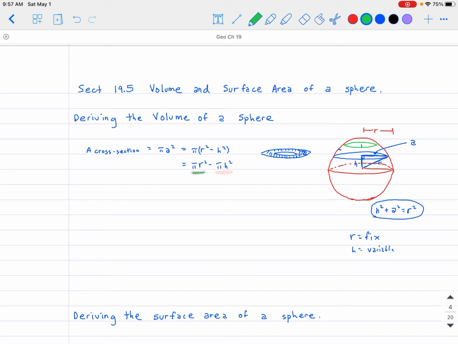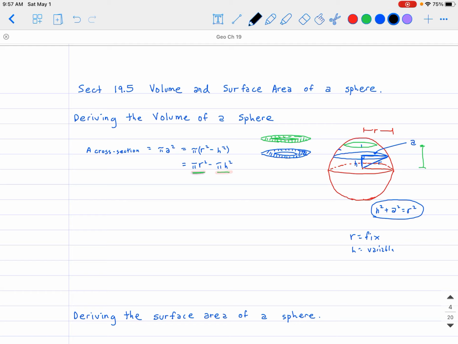Pi r squared, that first part, that is going to be fixed. So that means that that cross section is going to look like the following. You're going to have the outer circle, which is going to be pi r squared, minus pi h squared, which is going to be the area of the inside circle. Now, h in this case is going to be a lot bigger because the distance from the center to that higher cross section is a little bit higher then. So what that means is for this part right here, yes, you will have an annulus, but the area is going to be smaller because the hole inside the middle is going to be bigger. So that is what it's going to look like then.